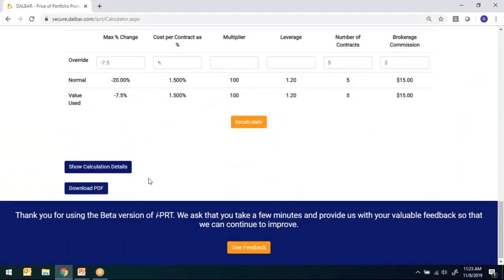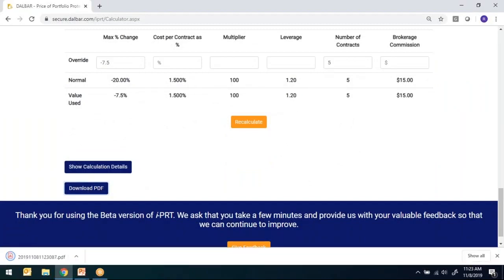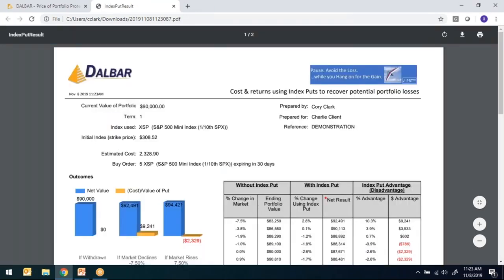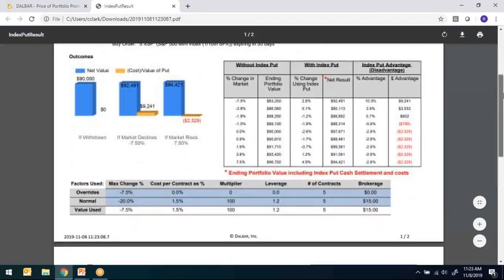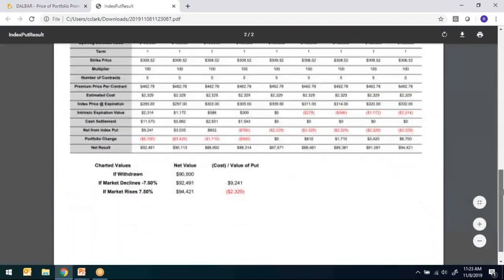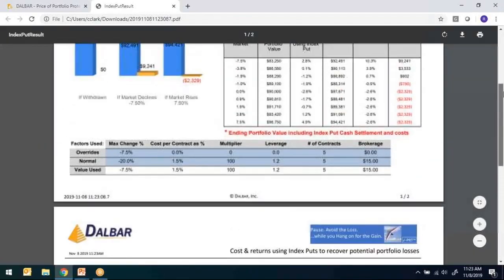And last would be the creation of the PDF. I alluded to this at the very beginning, that there is an artifact that can be created to either be displayed to the client or to go into the client's file. For the most part, it's the same graphical and tabular representation that you saw in the tool itself. But now you have a chance to save it to your desktop or to print it out, wherever it is that you choose. It's just a 2-page artifact.